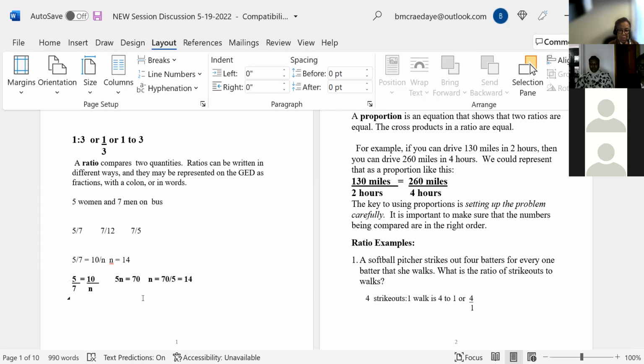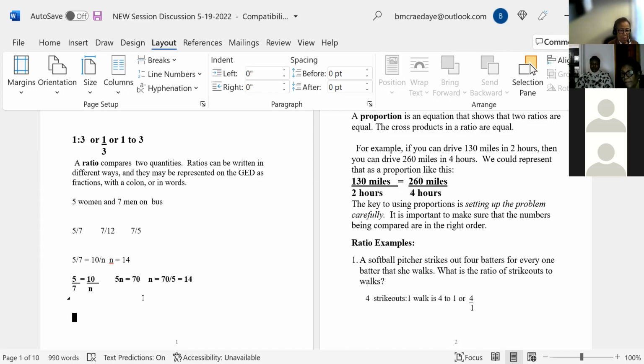Questions? Okay. Is that clear, Mercedes? Yes, thank you, Miss Barbara. All right. Any questions on anything we've gone over? I would like to practice a little more with the cross multiplication. That's what kind of threw me off, the letters and numbers. So n would be 14. Yes, 5/7 is equal to 10/14. That's a proportion.